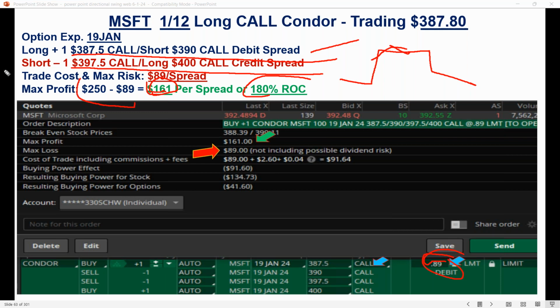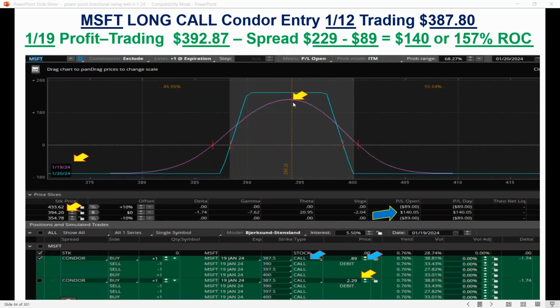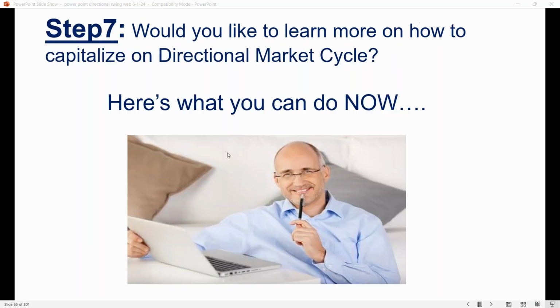And this is the other thing that we're always looking for: positive theta. This type of spread gives us positive theta. So it went out right here, and we went ahead and took profit. At that point it went from 89 bucks, now it's trading at 229. So $140 per spread, a 157% return.